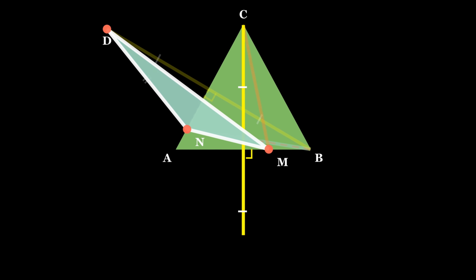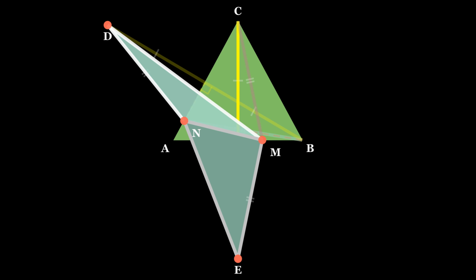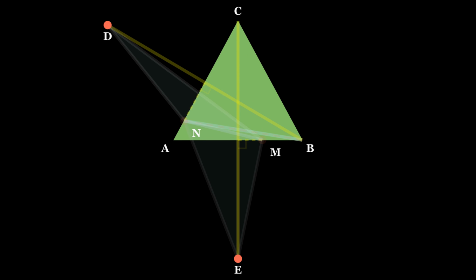Extend another perpendicular from point C past AC so that the perpendicular line is split in half. And we can call this endpoint E. We now have 2 points, D and E, each forming triangles with 2 of the desired side lengths. But here's the catch. We need 1 triangle, not 2. How do we combine D and E?